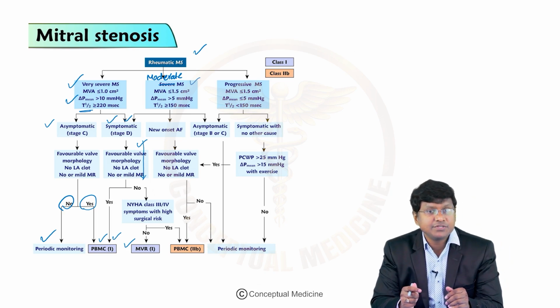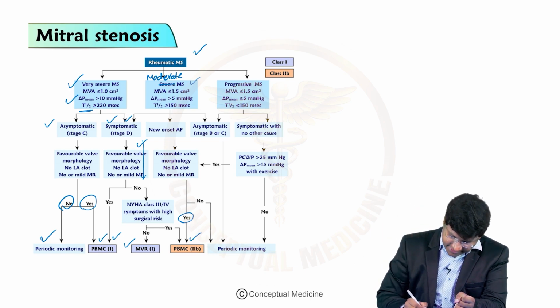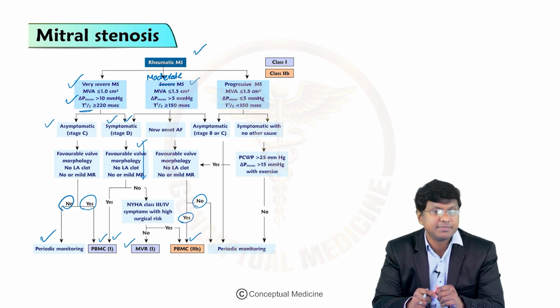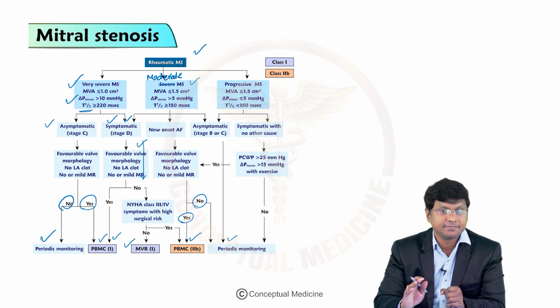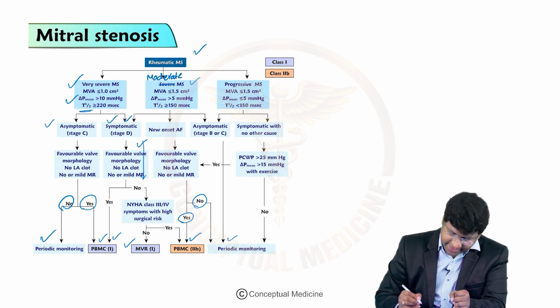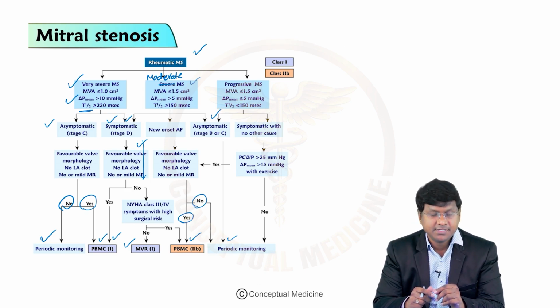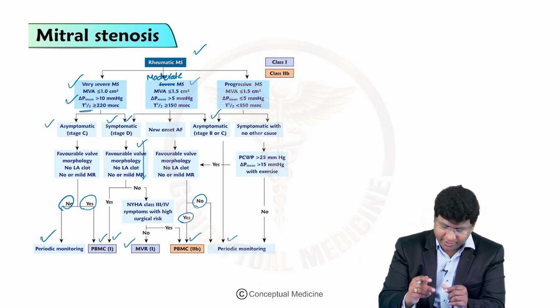Okay, but if the individual is having new onset atrial fibrillation and valves are pliable, there is no LA clot, there is no or mild MR, if all of these are there, then these individuals have to undergo percutaneous balloon mitral valvuloplasty, that is PBMV, right? If any of these are not there, then periodic monitoring has to be done, and at one point of time, these individuals will be requiring the mitral valve replacement. And if they are asymptomatic, periodic monitoring has to be done.